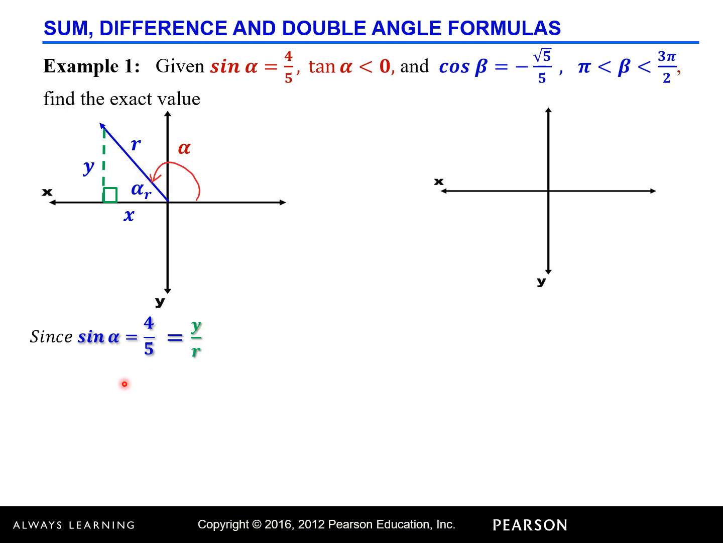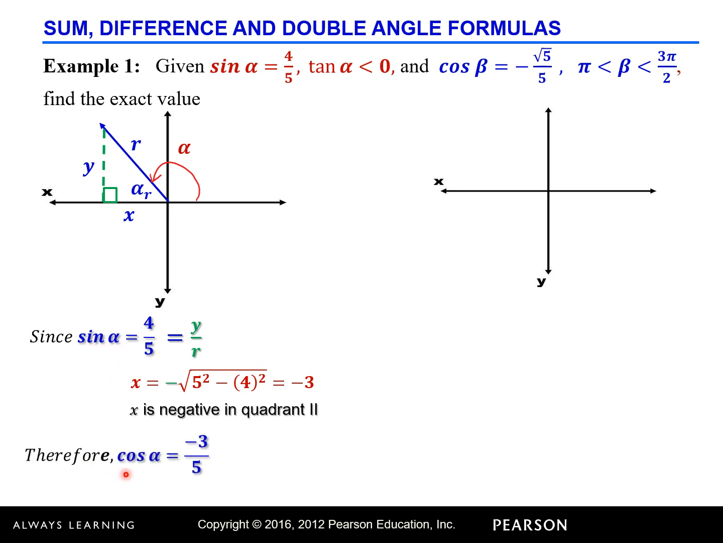So the missing value here is x, and we know that the angle is in quadrant 2, meaning x is negative. So in the formula for x, we have to attach the negative sign. So x is negative square root of r squared minus y squared, which is equal to negative 3. Take note again that x is negative in quadrant 2, so make sure that in the formula there's a negative. We now have the values of x, y, and r. Since we have sine alpha, we can find cosine alpha, which is x over r, equal to negative 3 over 5.